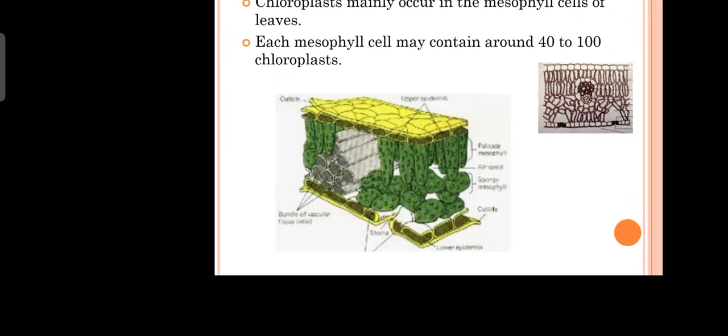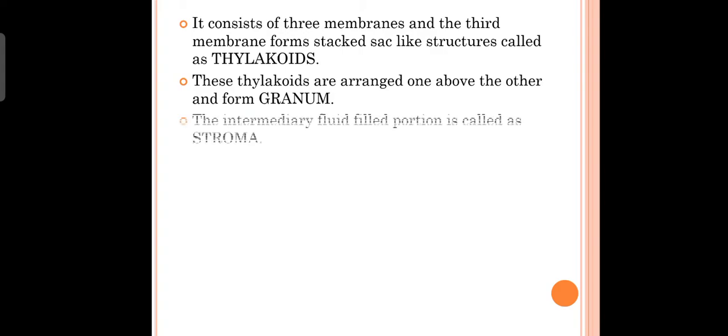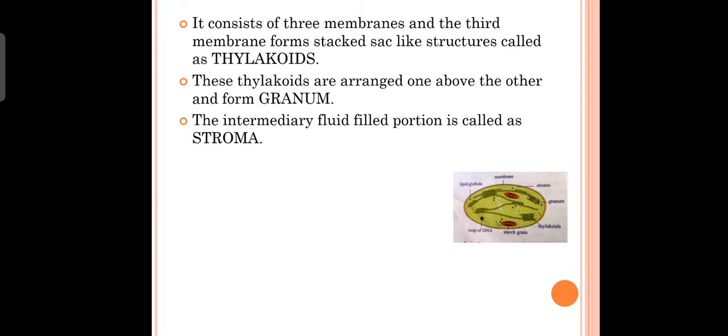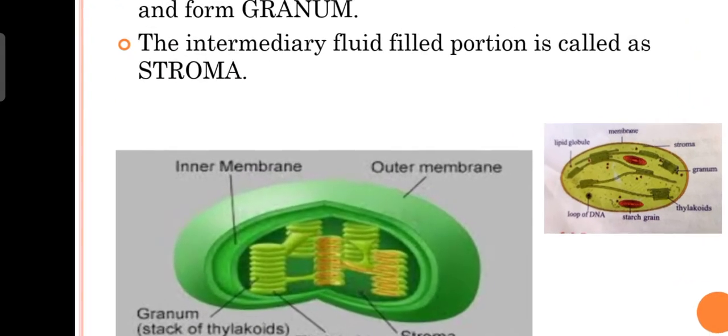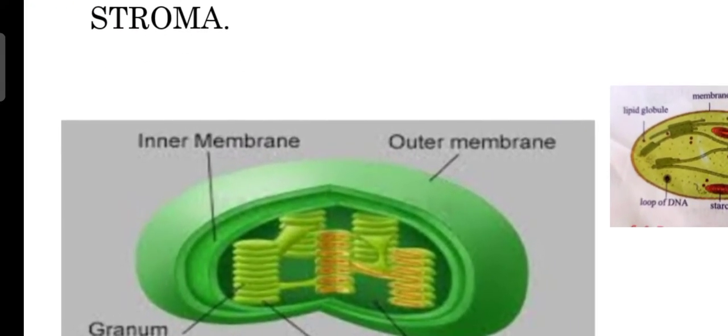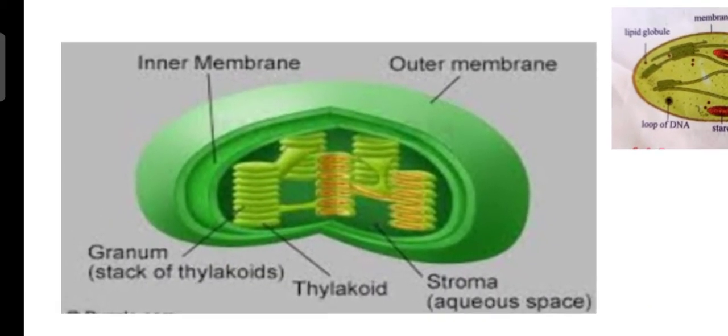Now let us see the structure of chloroplast. The chloroplast contains majorly three membranes. The first membrane is known as the outer membrane and the second one is the inner membrane. If you observe, the third membrane forms stalked sac-like structures which are known as thylakoids. Here, small coin-like structures are present. Each coin-like structure is known as a thylakoid and these are arranged one above the other.